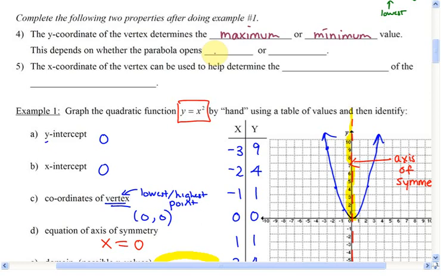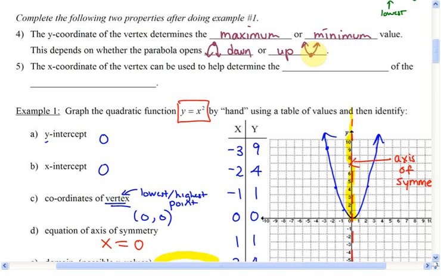Minimum is out. Think about it. If it's a maximum, the parabola has to open downwards like this, right? That's the highest point. So we call this parabola opening downward because the opening is down here, okay? Whereas if the parabola opens up, and I'll draw the picture like this, now we have a minimum, okay? So that y coordinate of the vertex is actually quite important. It tells us a lot of stuff.